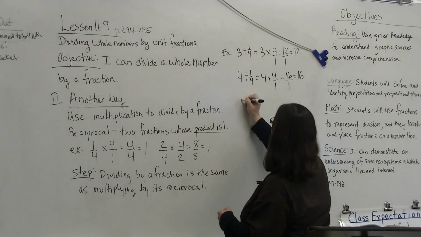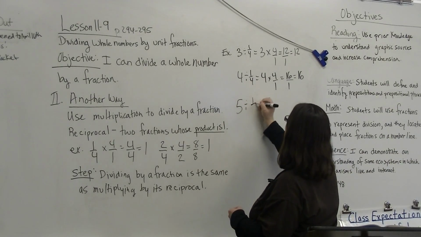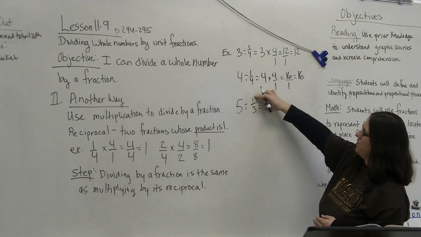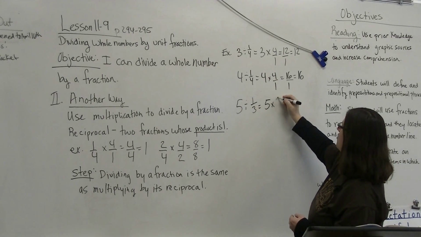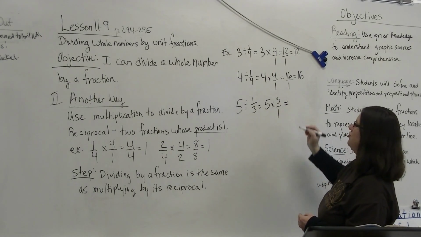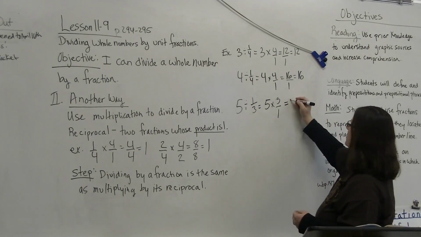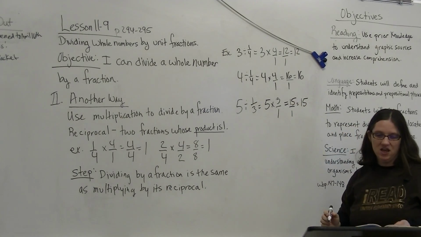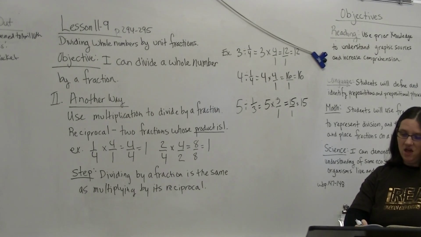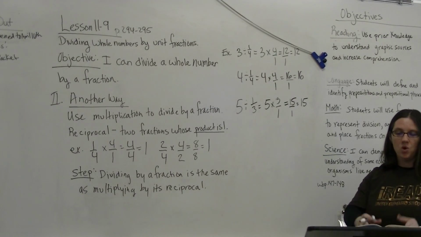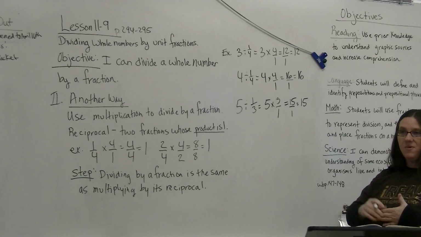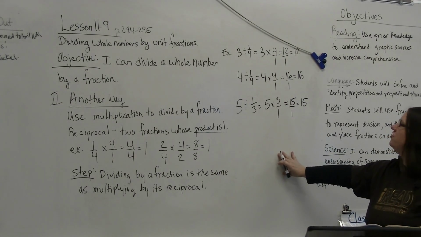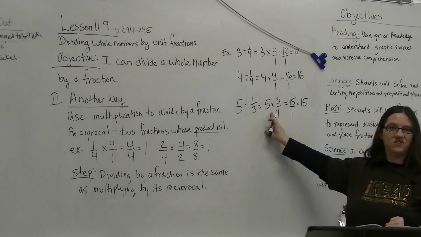Let's do one more. 5 divided by 1/3 equals 5 times what would be the reciprocal of 1/3. We're going to flip that, and it will become 3 over 1. And do your regular steps. 5 times 3 is 15. 15 over 1 equals 15. So as you can see, there are 2 ways to divide a fraction: one was to draw your diagram and label out each section, or the second way is to multiply by its reciprocal.